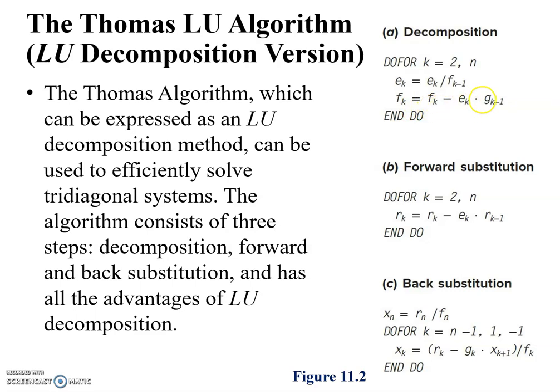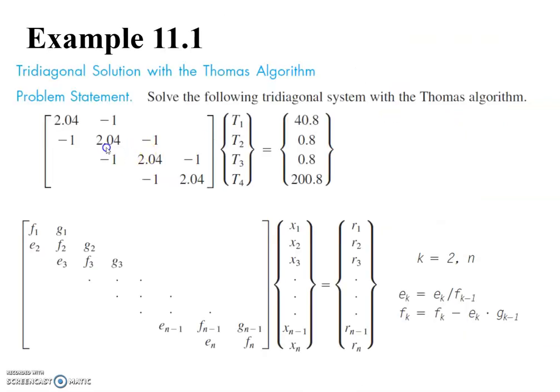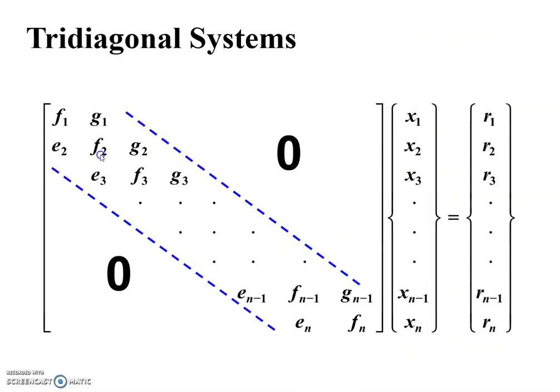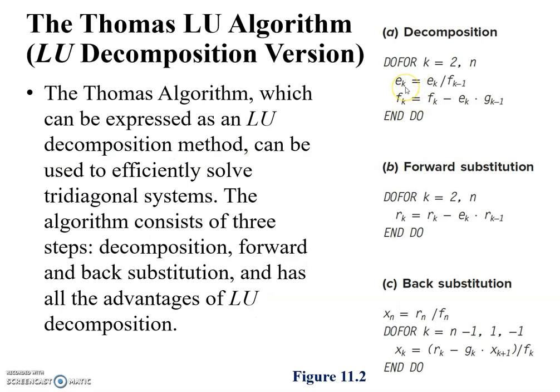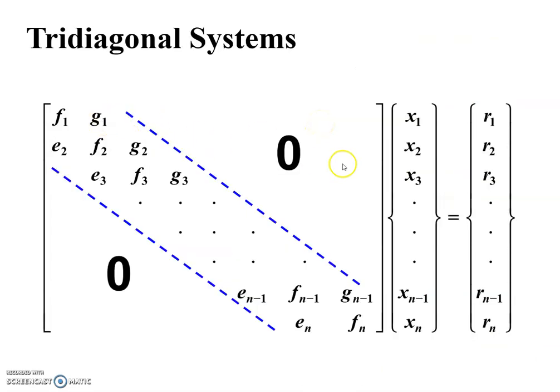minus e2 into g1. So f2 is equal to this value of f2 minus the e2 value, that means the value which was calculated before for the LU decomposed matrix, and then times g minus 1, so g1. So g1 will be this value.